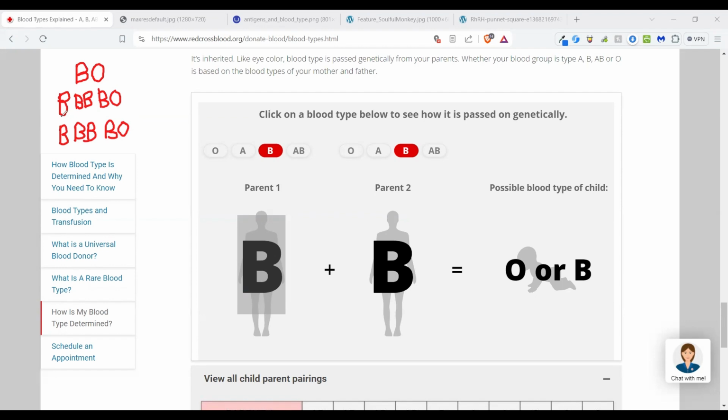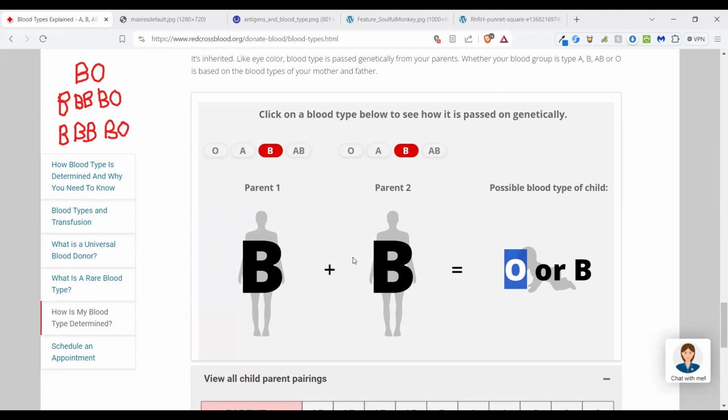So actually, we can see here that if one of the parents is homozygous dominant for blood type B, even if the other parent is heterozygous, all of their offspring are going to be blood type B. So this case of having a child with the blood type O, if both parents are blood type B, is only possible if both the parents are heterozygous.